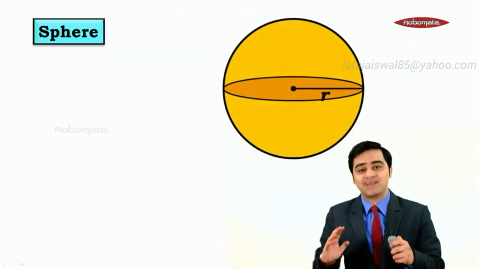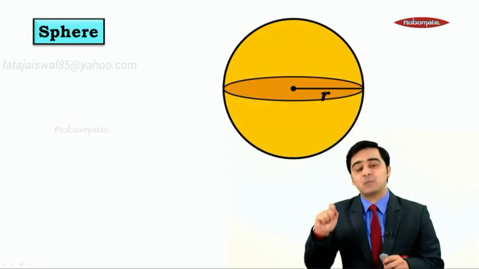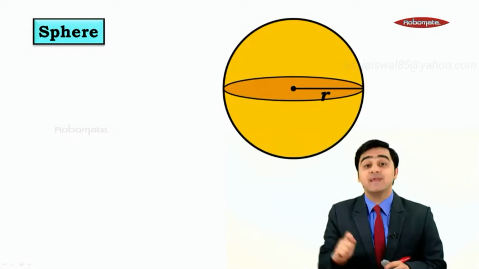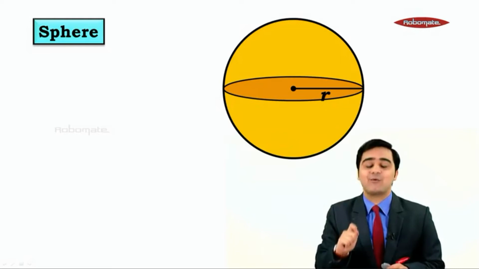So observe on the screen, this is the geometrical figure of a sphere. Remember my dear students, a sphere has only one surface which is curved in shape. It is associated with only one parameter, that is r, which is the radius of the sphere.